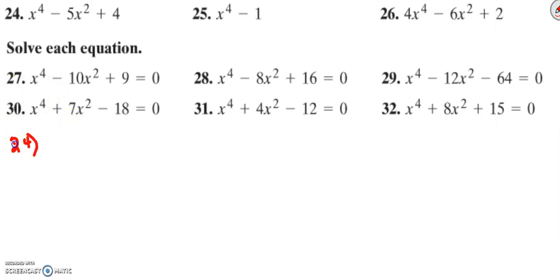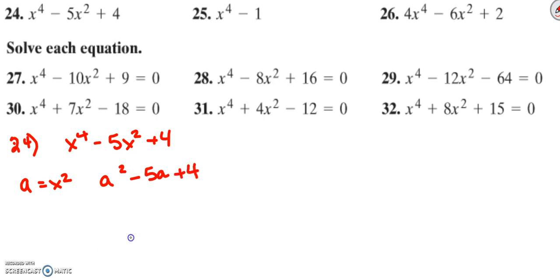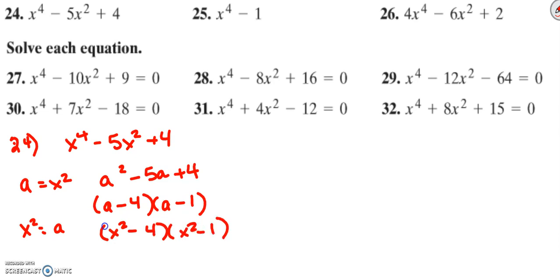So 24 gives us x to the 4th minus 5x squared plus 4. We are going to substitute in a for x squared, which gives us a squared minus 5a plus 4. The factors of 4 that will give you negative 5 are going to be a minus 4 and a minus 1. I then replace my a's with x squared because there's nothing else that I can do here. So then we have x squared minus 4 and x squared minus 1.